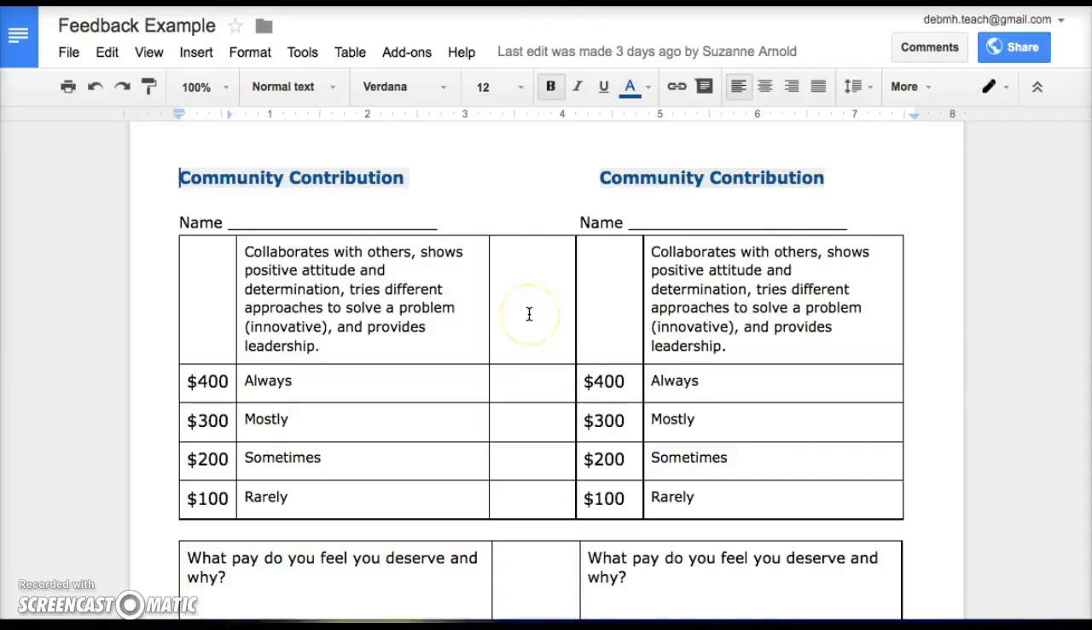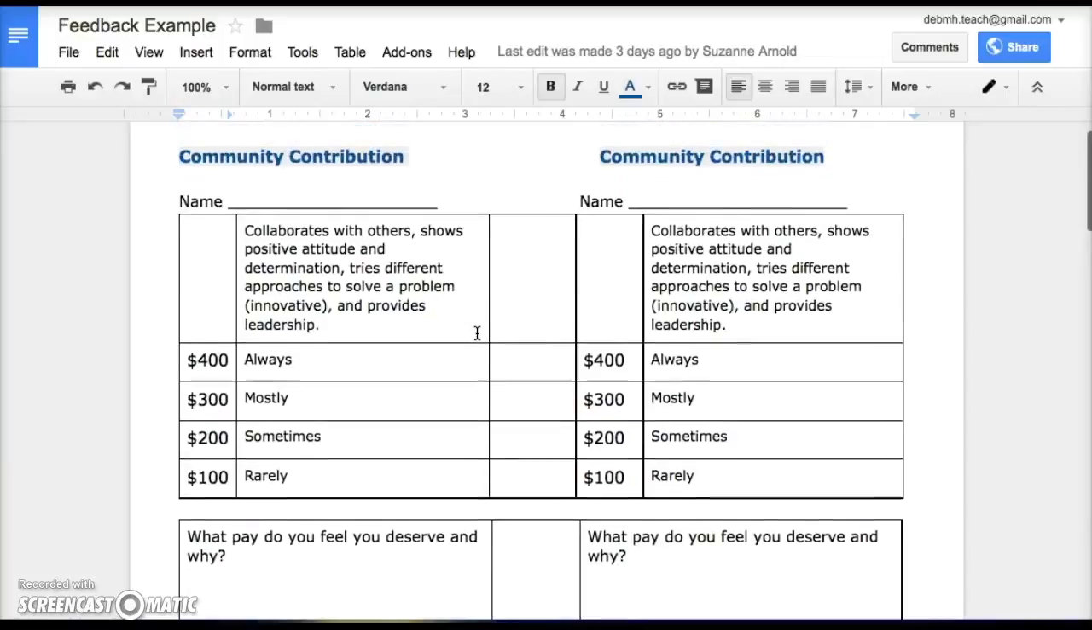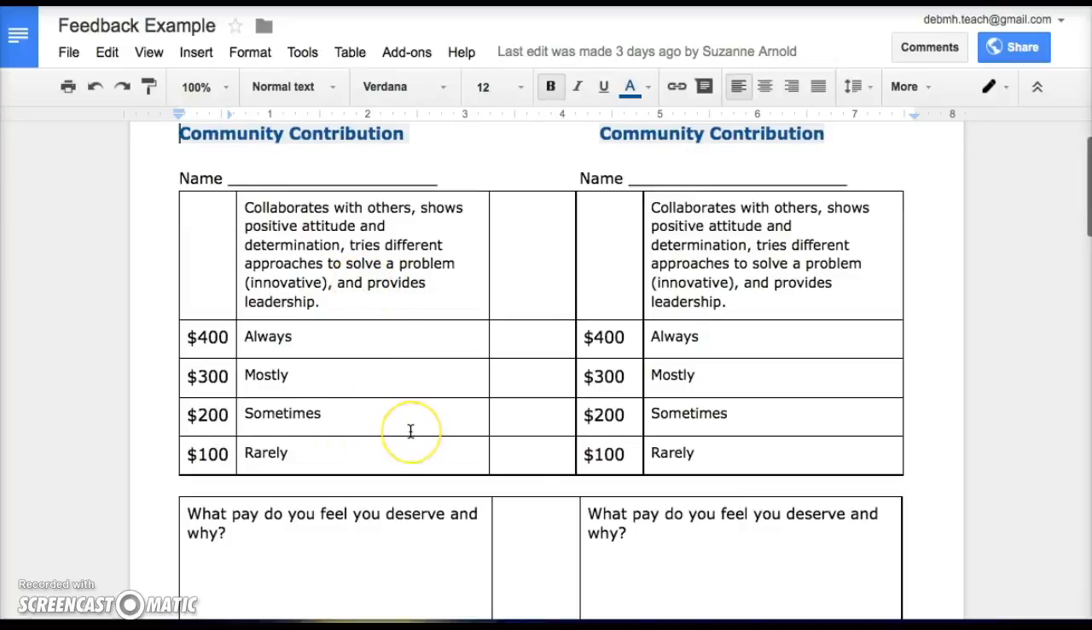One of the things I like to think about is how they value themselves. What do they see? Where do they see their strengths are? Where do they see they need to improve? One of the things I focus on, so think about how you have your classroom set up and what you focus on that maybe is outside of the academic content. For example, I like to look at how the students collaborate with others, how they're determined, how they're innovative, and how they provide leadership.